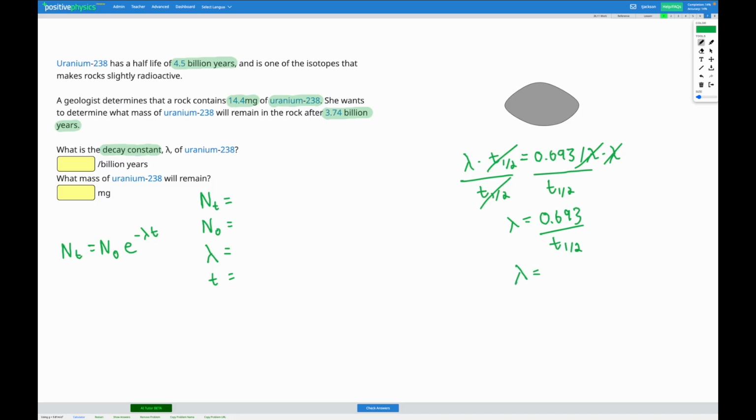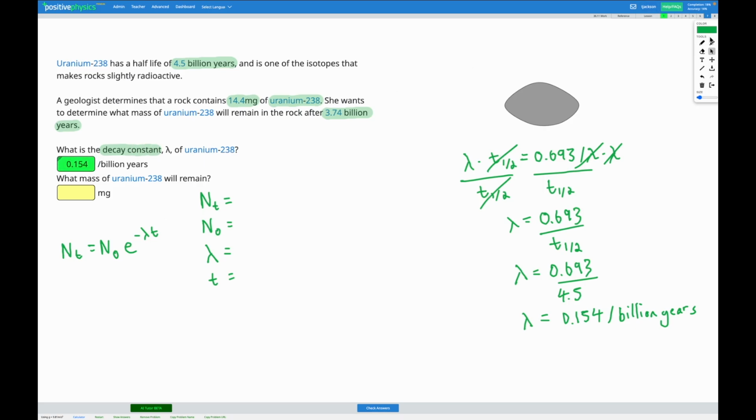So putting in our numbers, that's 0.693 divided by our half-life, which from the question was 4.5 billion years, which gets us an answer of 0.154, and our units are per billion years because our half-life was in billions of years, and that was on the bottom of our fraction. So we're going to go ahead and fill in that answer now. We got an answer of 0.154 per billion years for our decay constant. Awesome.